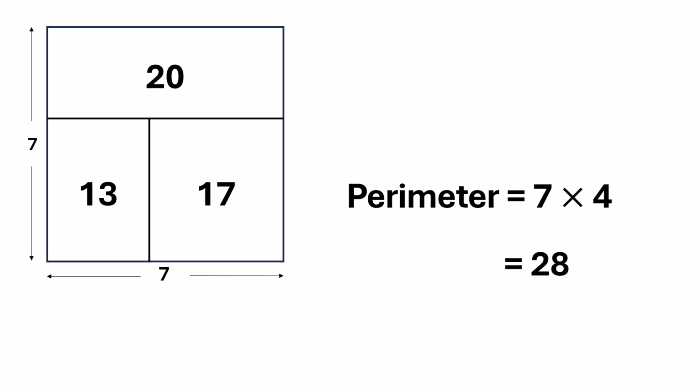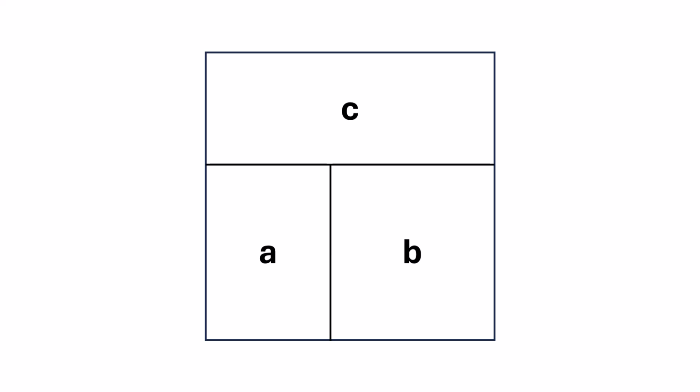And that's our answer. Hold on, I have a practice problem for you. Can you find the perimeter of the square in terms of A, B, and C? Drop your answer in the comments below, and let's see who gets it right.